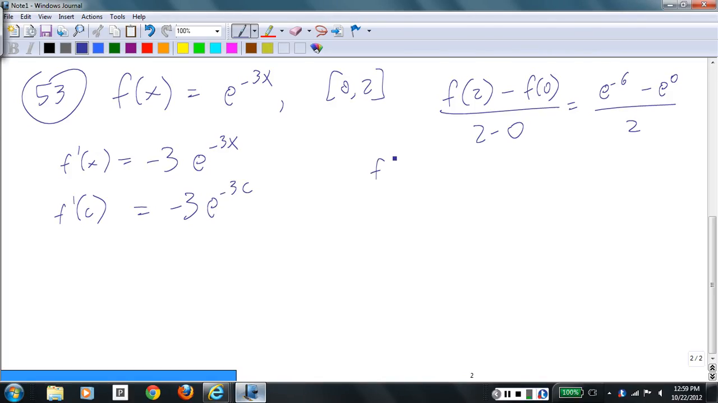So if we say f prime of c equals e to the negative 6 minus e to the 0 over 2, then negative 3e to the negative 3c equals e to the negative 6 minus 1 over 2. Solve this equation for c. Is there a nice algebraic solution to this, or would we need to do a graphical approximation?